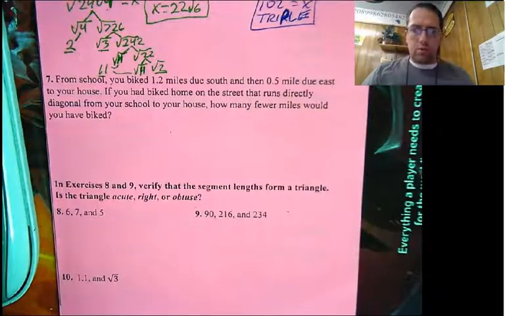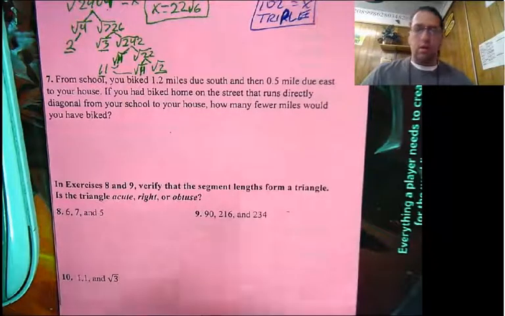From school, you biked 1.2 miles due south, then half a mile due east to your house. If you had biked home on a street that runs directly diagonal from your school to your house, how many fewer miles would you have biked? All right, this sounds like a time to draw a picture.